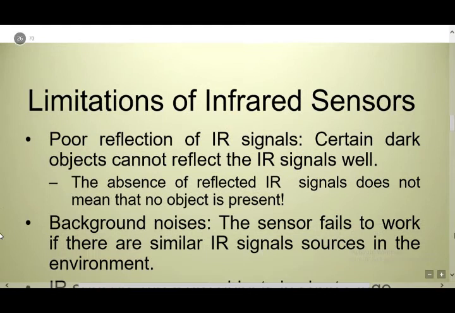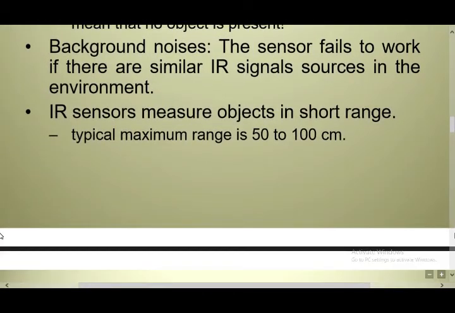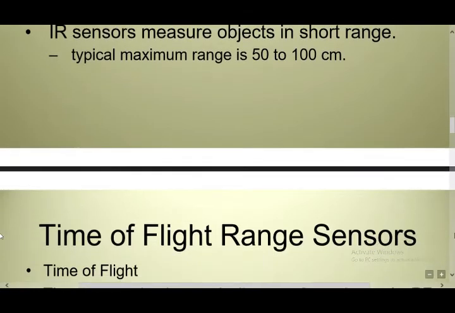Limitations of infrared sensors: poor reflection of IR signals. Certain dark objects cannot reflect IR signals well. The absence of reflected infrared signals does not mean that no object is present. Background noise: the sensor fails to work when there are similar IR signal sources in the environment. An IR sensor measures objects in short range, typically a maximum range of 50 to 100 cm.